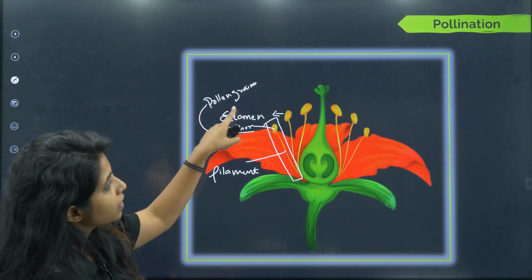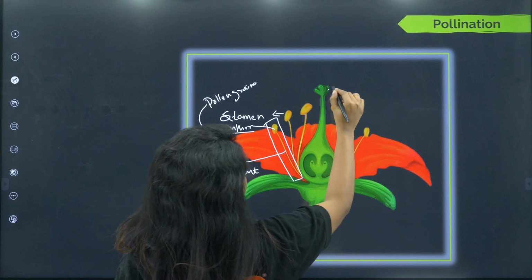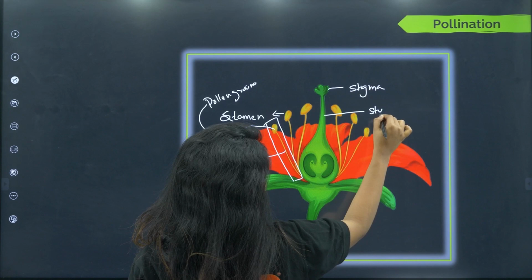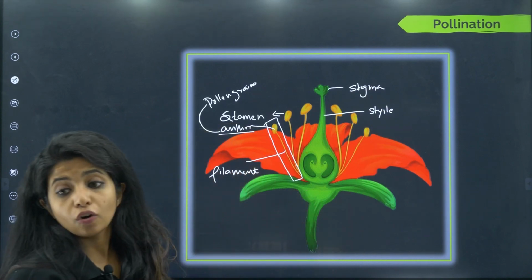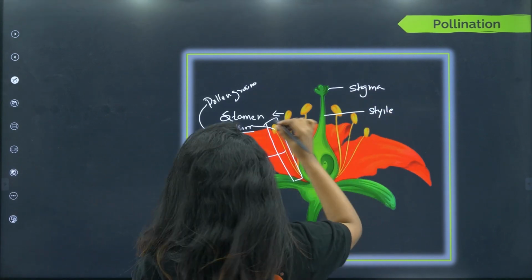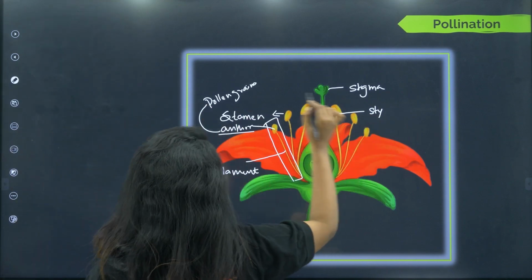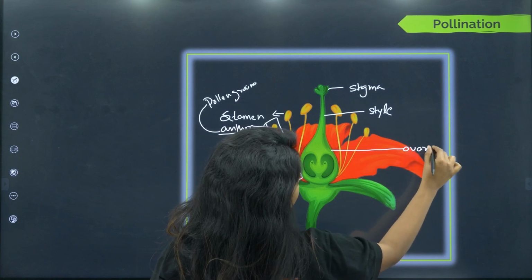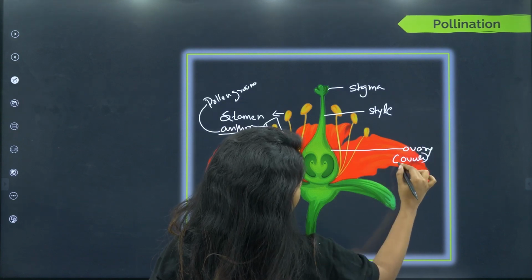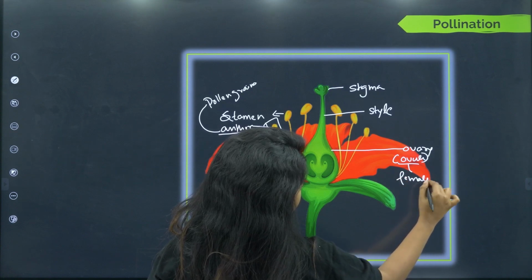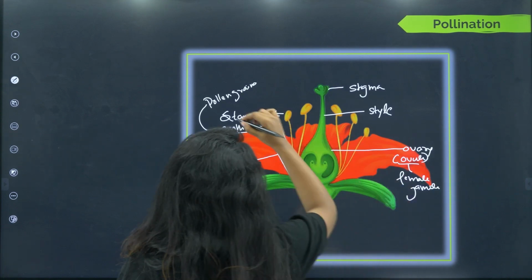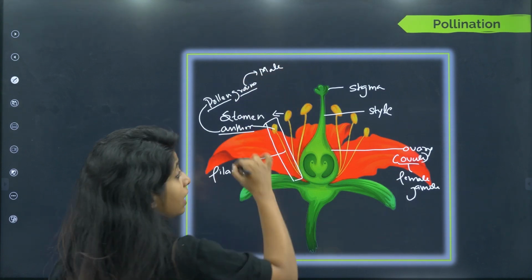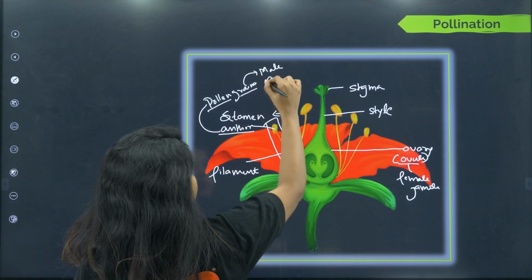Yeah, and then pollen grains have to land on this particular thing, which is known as the stigma. Later, the things inside the pollen grains, that is your male gamete, will be moving ahead to the style. This region is the ovary, where you have the ovule, and the ovule will have the female gamete, whereas the pollen grain itself is not the male gamete, it will have the male gamete.